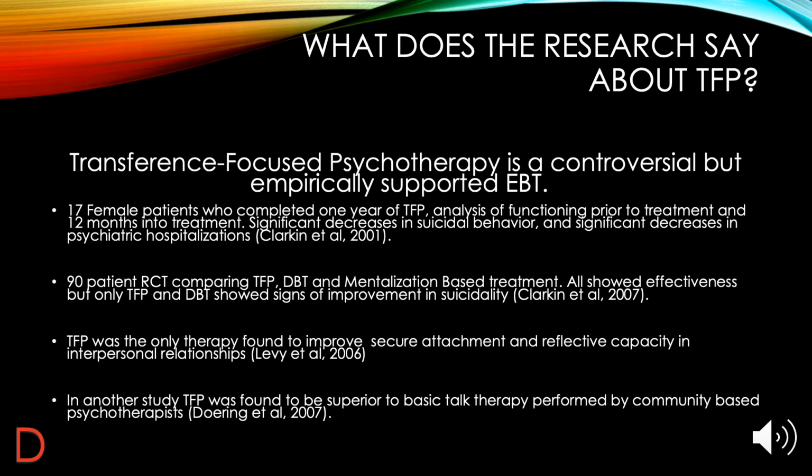Another very important randomized control trial is one that was completed by Clarkin, and it had 90 patients who were randomly sorted into transference focused psychotherapy, DBT, and mentalization based treatment. The importance of this study showed that all of these forms of treatment showed effectiveness, but only transference focused psychotherapy and DBT showed signs of improvement in suicidality. TFP was the only therapy found to improve secure attachment and reflective capacity in interpersonal relationships. This is important because the goal of the therapist is to bring the client to a place where they have more secure and loving relationships.